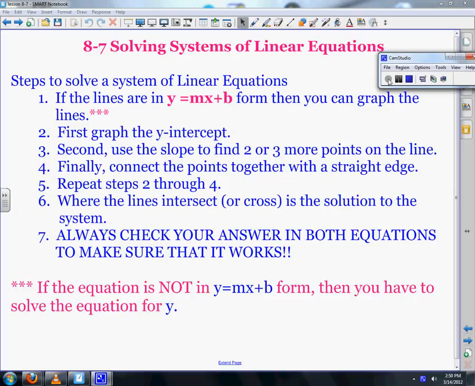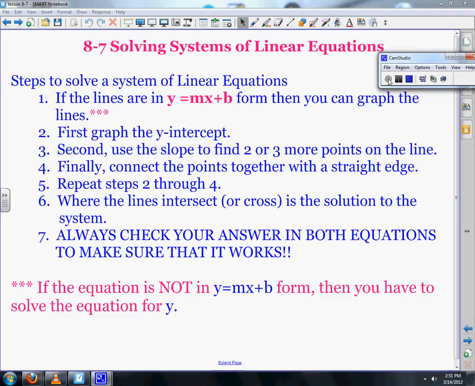Hi, this is today's lesson on solving systems of linear equations. What you need to do is get out your notebook and title your notes 8-7, Solving Systems of Linear Equations, and then copy down these steps. Once you're finished copying them down, you can turn it back on and we will walk through. I'll read the steps to you and then we'll actually walk through a problem. So pause the computer right now and we'll be back in a minute.